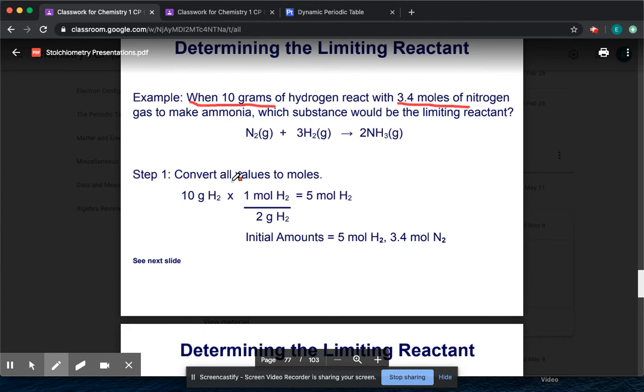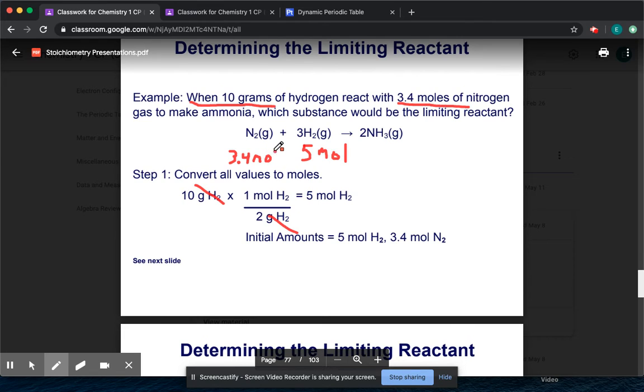Well, step 1, convert everything to moles. This is already in moles, 3.4 moles of nitrogen, but the hydrogen is not. So you have 10 grams of hydrogen gas. To convert that to moles, you got to divide that by the molar mass. In this case, they have it set up in the ratio. So 1 mole of hydrogen gas is the same as 2 grams of hydrogen gas. The grams cancel, and you're left with just moles, and you end up getting 5. So we have 5 moles of hydrogen gas, and we have 3.4 moles of nitrogen gas.